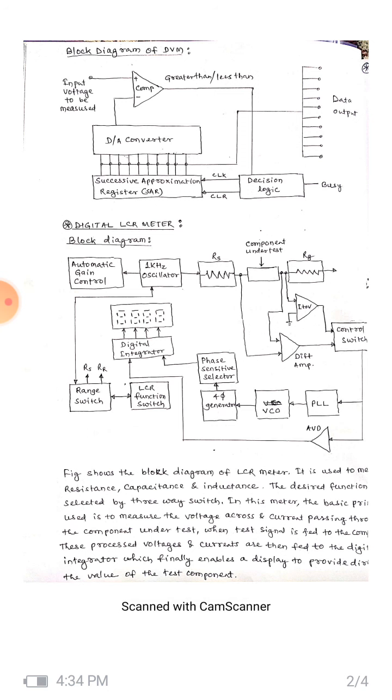In this meter, the basic principle is to measure the voltage across the component and the current passing through the component under test. Finally, the processed voltage and currents are fed to the digital integrator, which is connected to the display to provide the value of the test component directly.